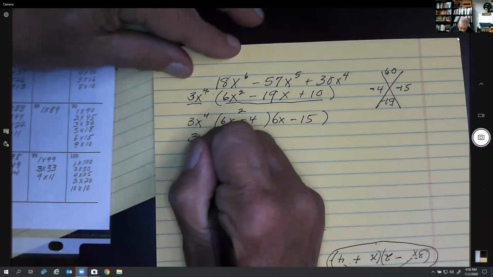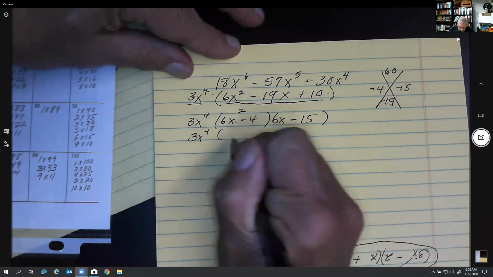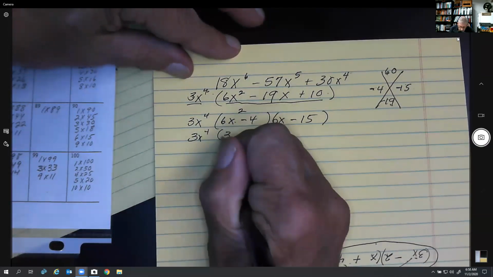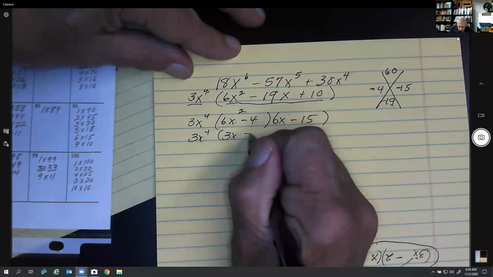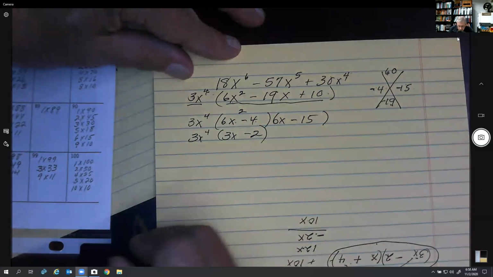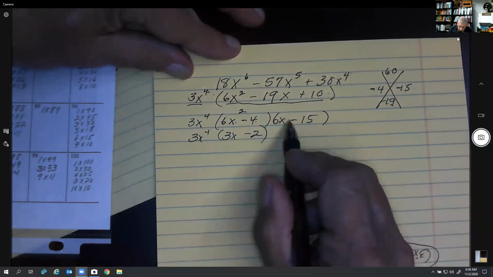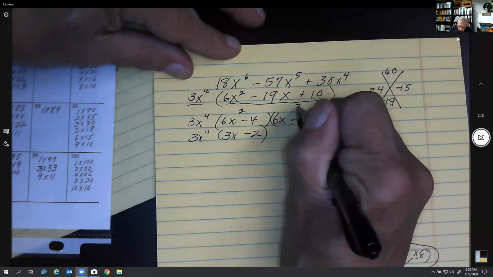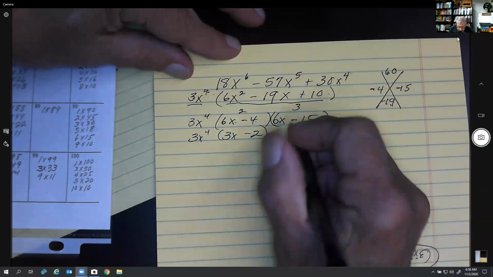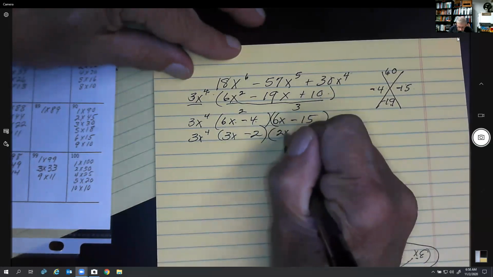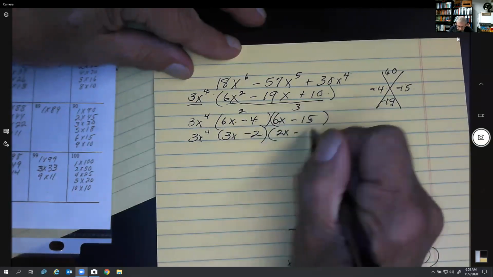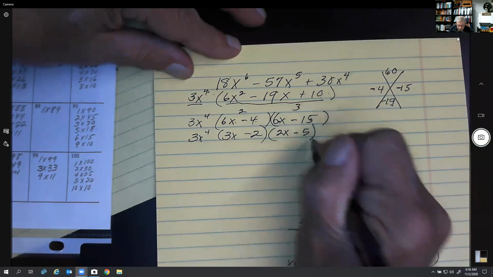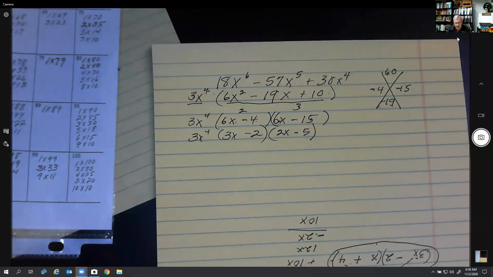So 3x to the 4th, I'm going to write that down again. 2 into 6 is 3, 3x. Don't forget the x. 2 into 4 is 2. This one I can't divide by 2, but I can divide it by 3. 3 into 6 is 2x. 3 into 15 is 5. It's got to be the same number in just 6 and 15. And there's my combination. Now, how do I know if I'm right?